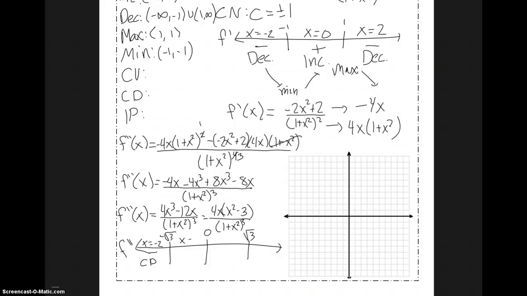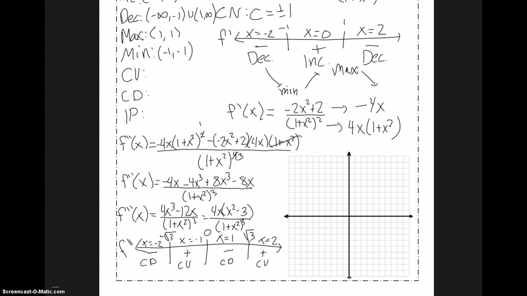Here in the next one, let's try -1. So if I plug in -1, I'm going to get a negative times a negative, so positive, which will be concave up. Try plugging in +1, so that's going to be a negative times a positive, so negative, concave down. And then let's plug in +2, and that's going to be positive, concave up.